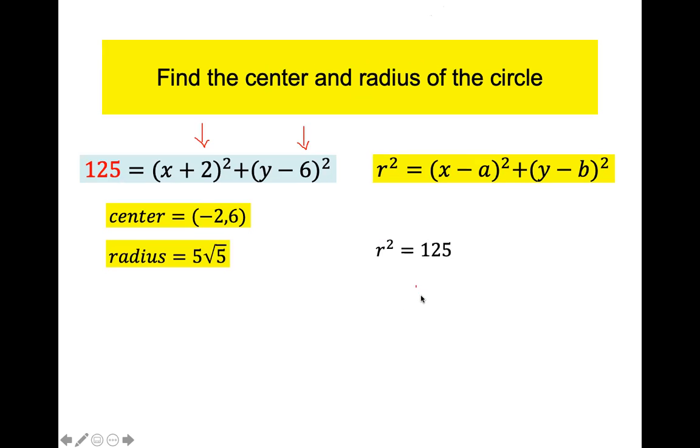Well, remember, the square root of 125 could be written as the square root of 25 times 5, since 25 times 5 is 125, and the square root of 25 is 5. So that's where the 5 root 5 came from. Questions?